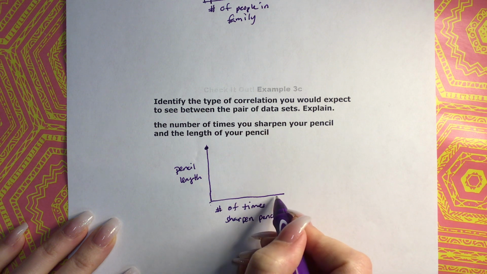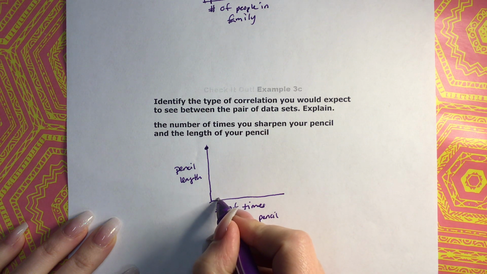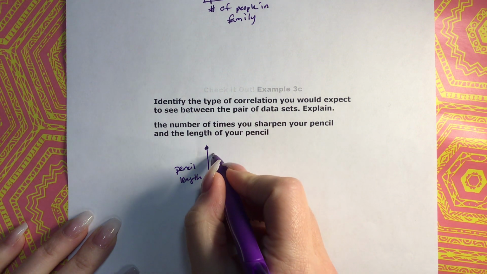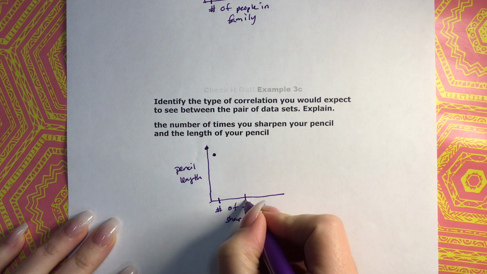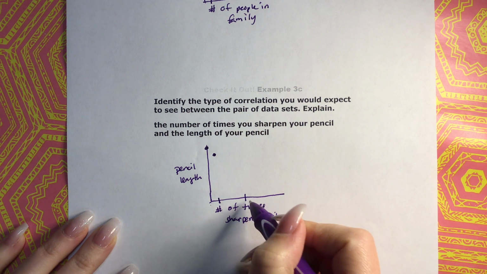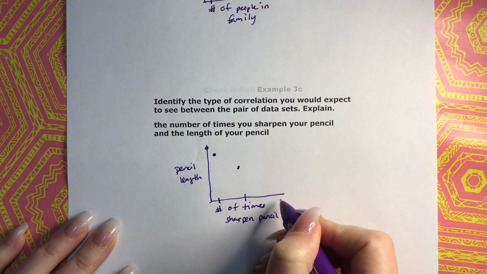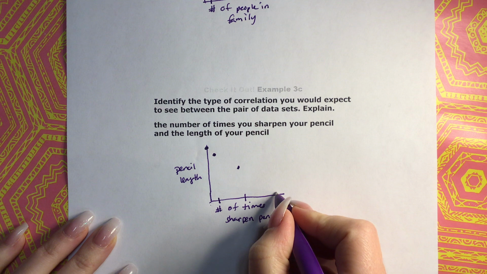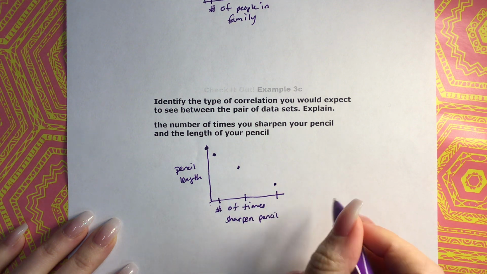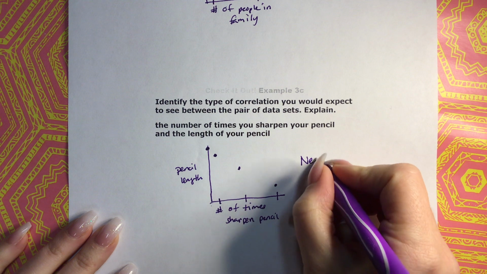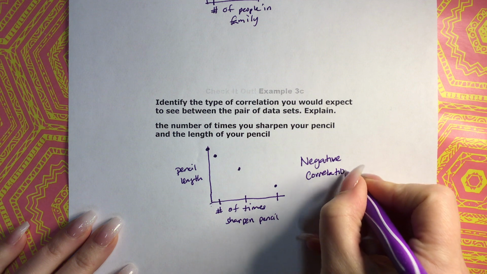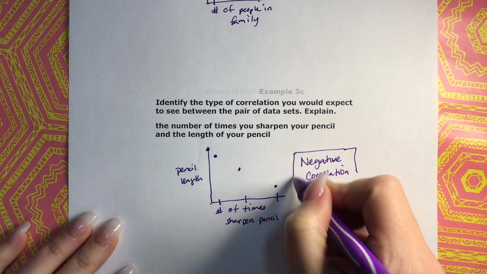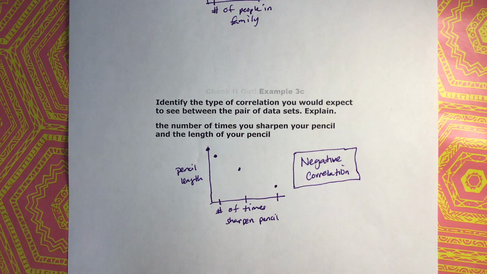Let's say if you sharpen your pencil just once, then your pencil's length is going to get a little shorter. And then let's say you sharpen it a few more times, well, it's going to get shorter. And if you are sharpening like crazy, eventually your pencil is going to be a wee little pencil. So I think this is a wonderful example of a negative correlation. If you got that one right, you did a wonderful job. And if you didn't, go ahead and adjust your notes so they look like mine. All right, we'll see you in a little bit for example 4.